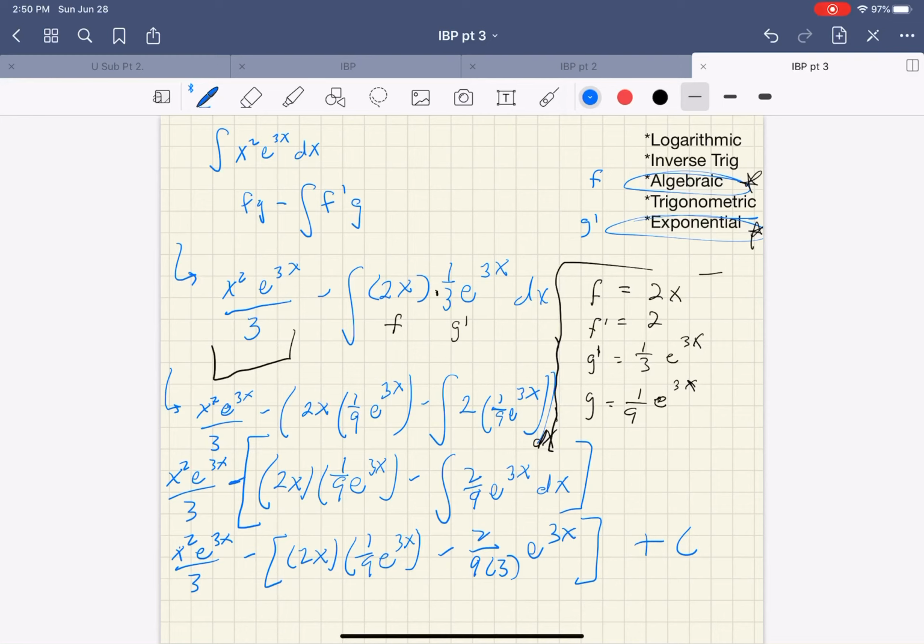So if we're going to rewrite this again and polish it up, our final answer would be 1 over 3 x squared e to the 3x minus 2 over 9, and now I'm including our distribution of negative signs, FYI, x e to the 3x plus 2 over 27. That 27 comes from the 9 times 3 in the denominator. E to the 3x plus c.